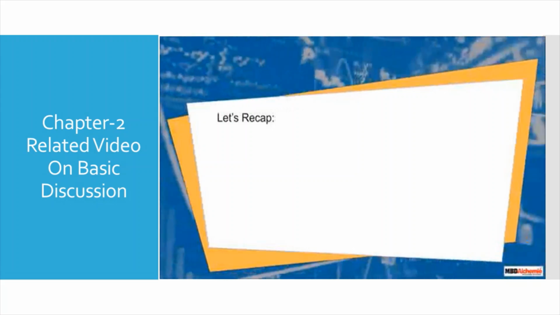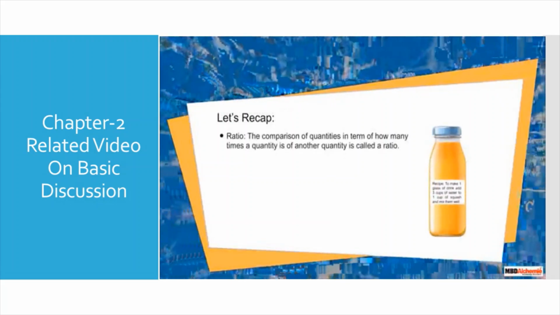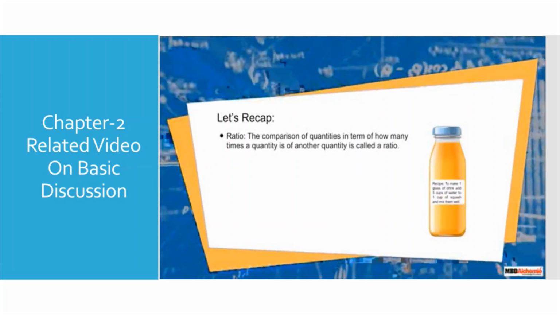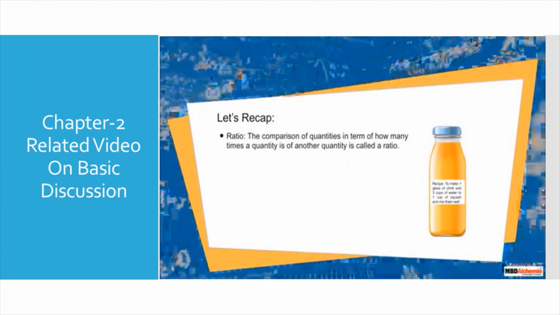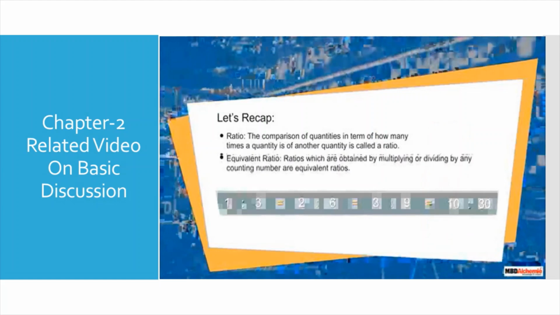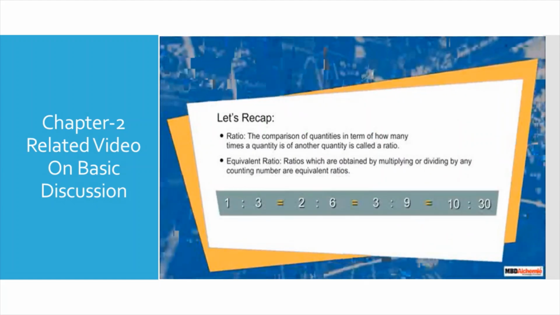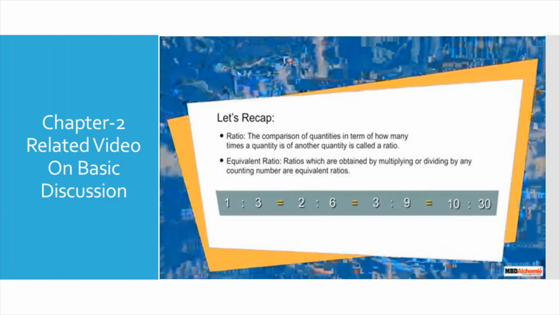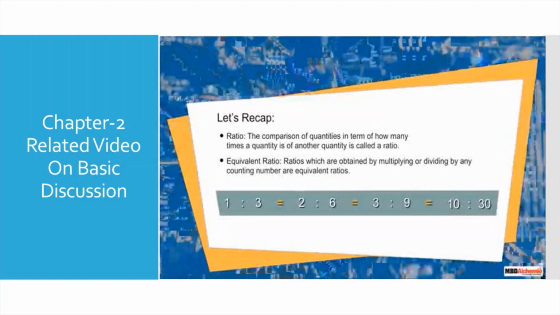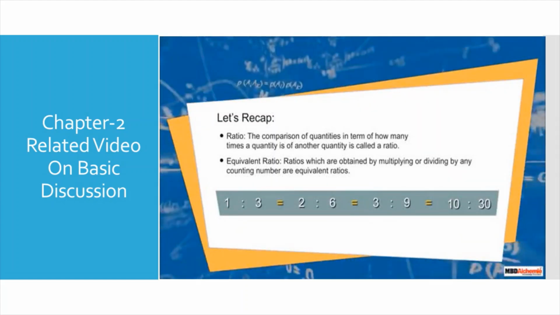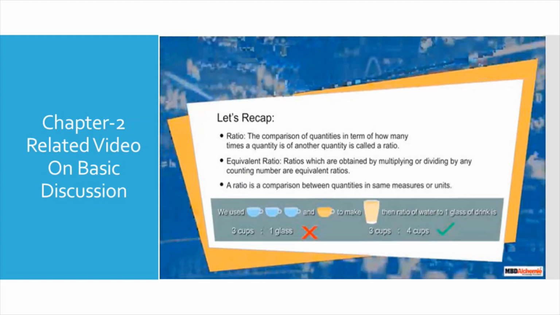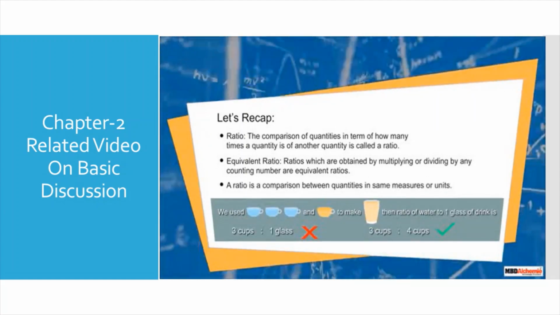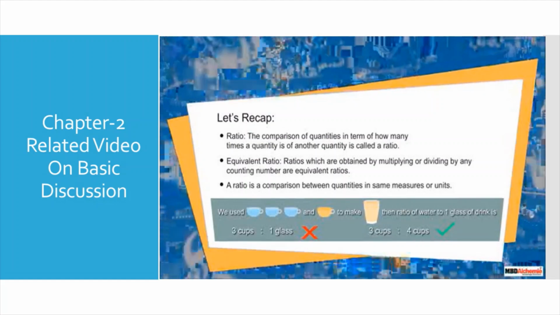Let's recap. Ratio: the comparison of quantities in terms of how many times a quantity is of another quantity is called a ratio. Equivalent ratio: ratios which are obtained by multiplying or dividing by any counting number are equivalent ratios. A ratio is a comparison between quantities in the same measures or units.